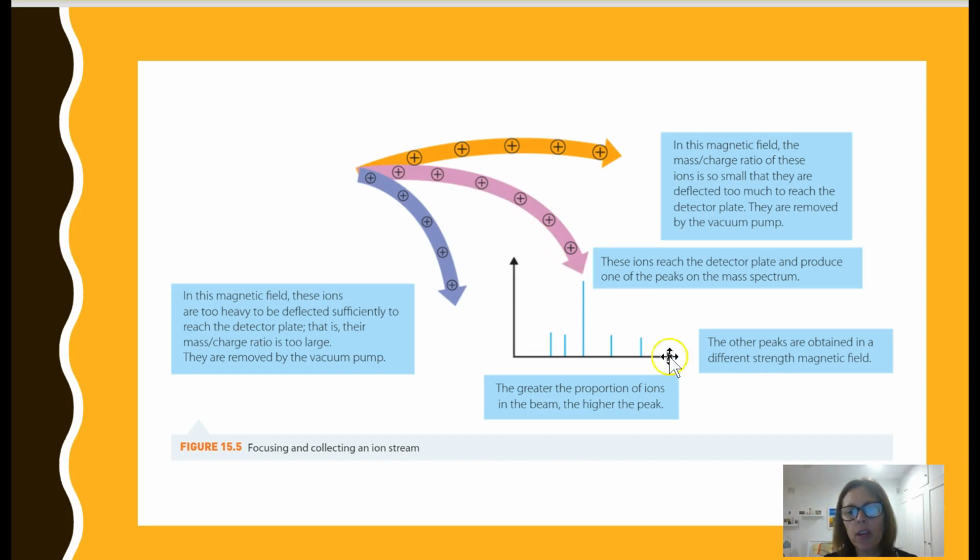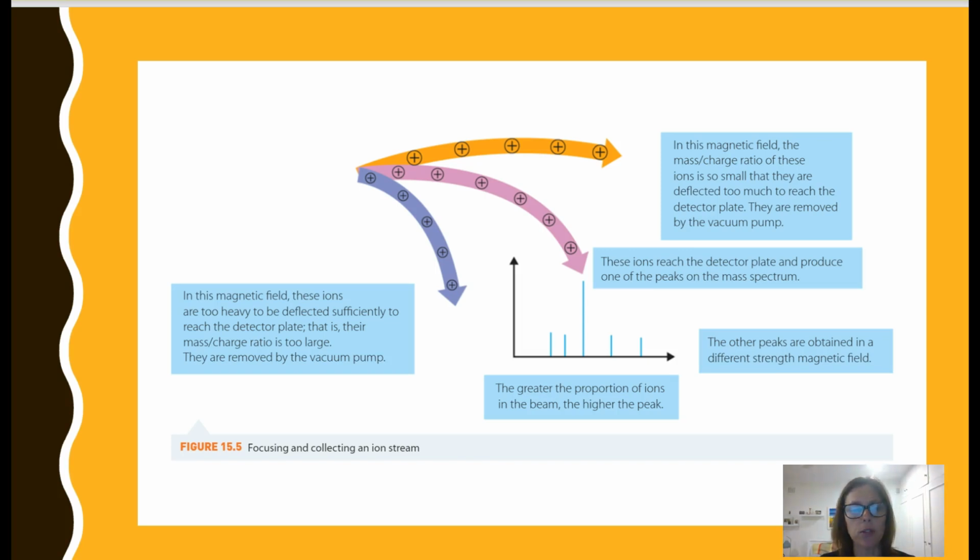So you can see here lots of different peaks and their relative intensity. This one here would be our base peak, and we give the height of that peak a relative intensity of 100. That's what we compare all the others to in regard to their intensity. So the greater the proportion of those ions in that sample, the higher that peak will be.